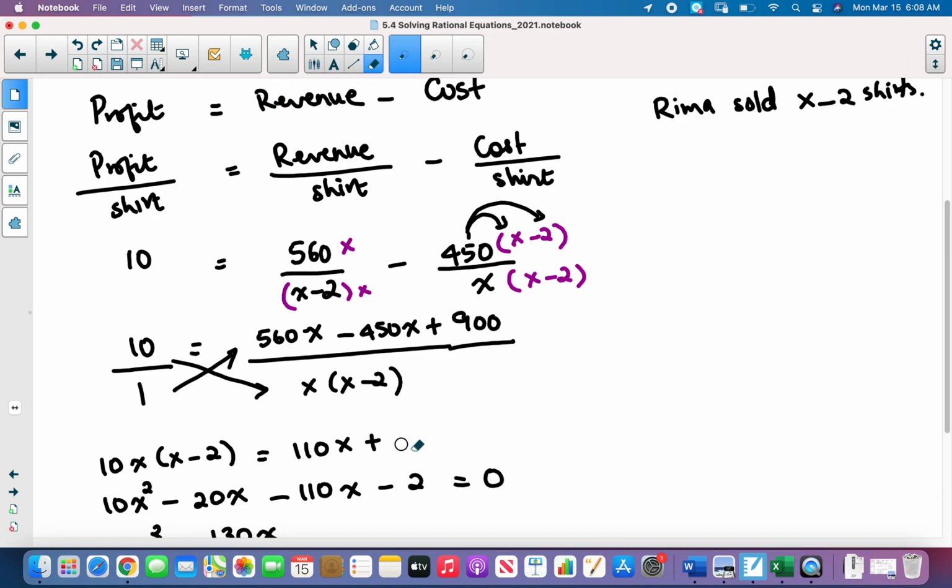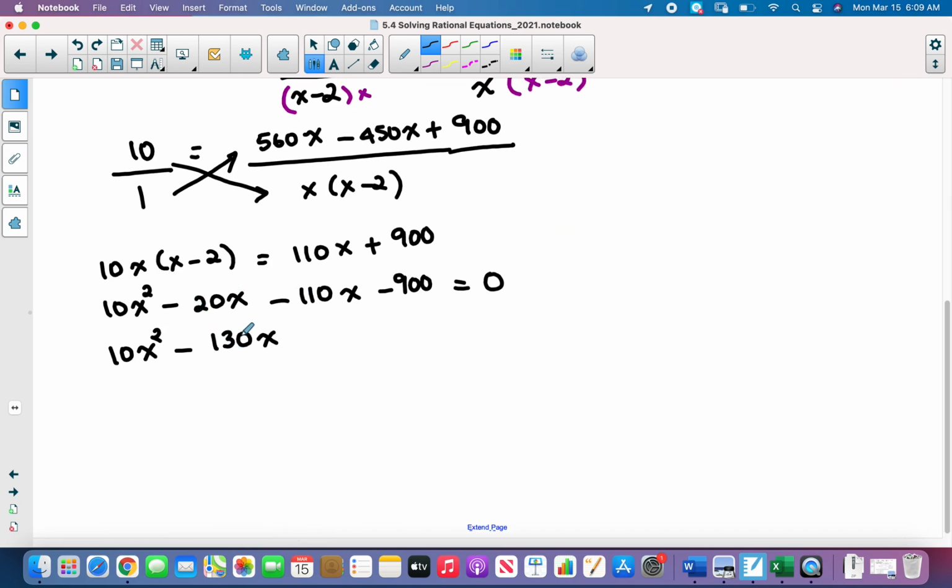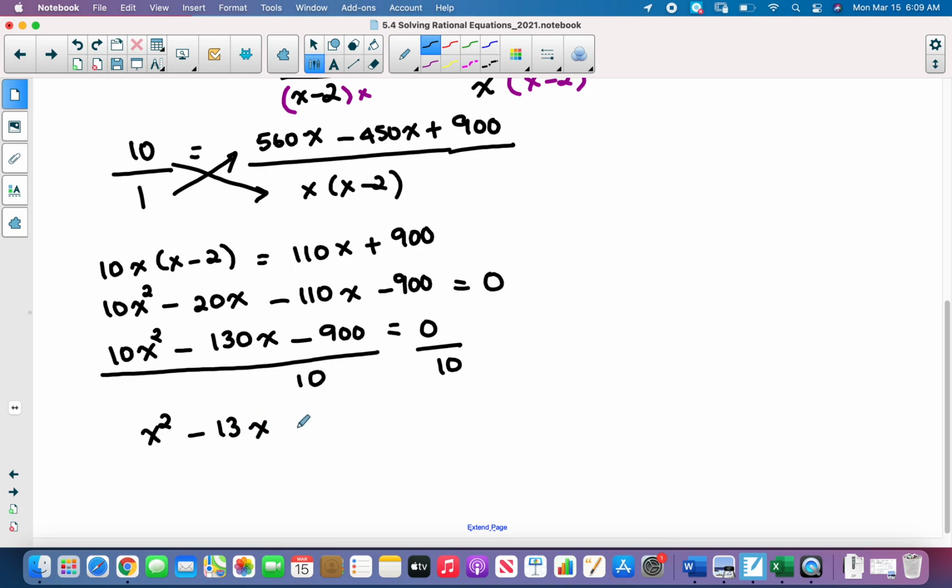So got to change that to a 900. And when we bring it here, also it becomes negative 900. So you have that there. Now that's 10x squared minus 130x minus 900 equals 0. We could divide both sides by 10 just to work with smaller numbers. So we get x squared minus 13x minus 90 equals 0.